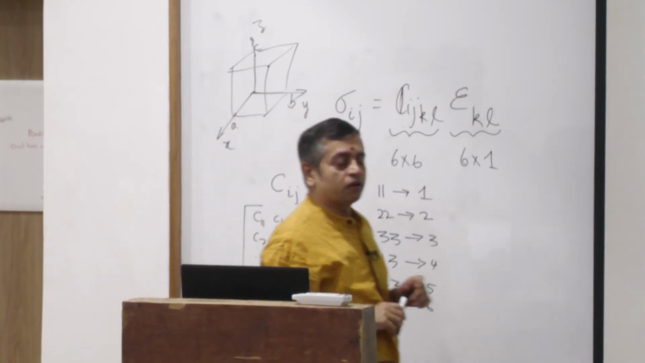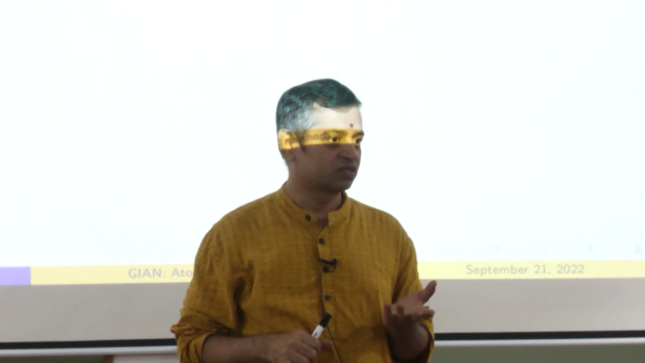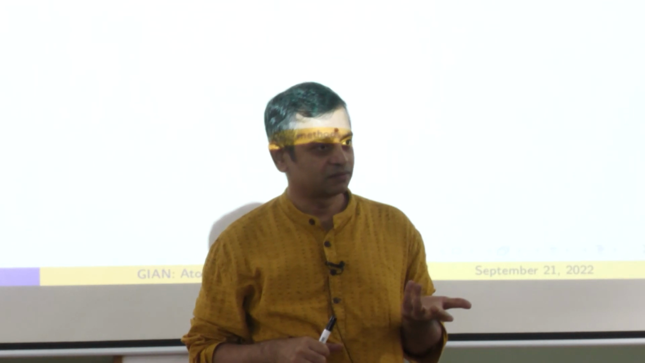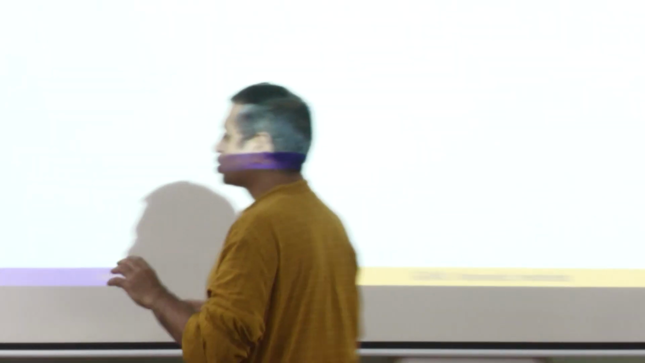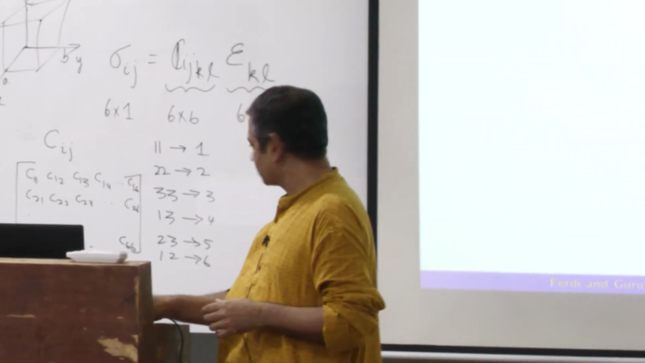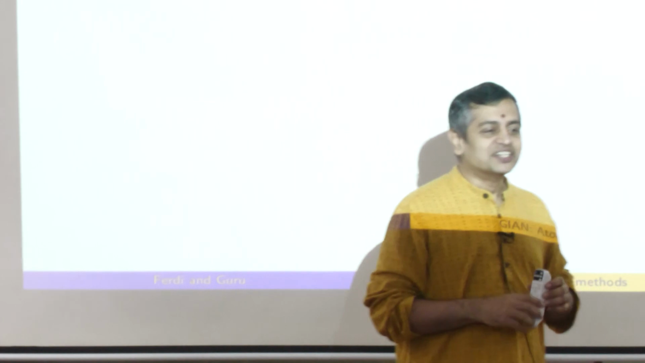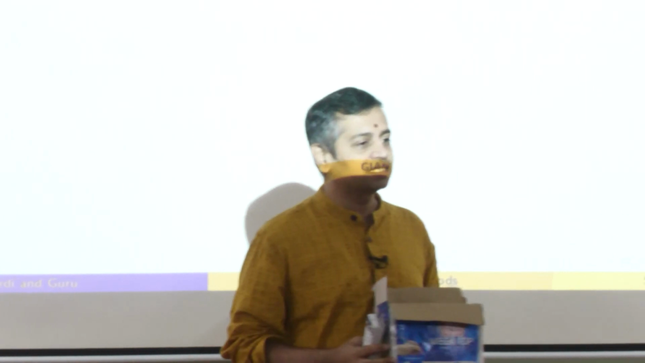Okay. Now, if you take a cubic crystal, and I rotated it by 90 degrees and made 1 to 2 and 2 to minus 1, will you be able to distinguish? Assume that this is a cube. If I made a 90-degree rotation, will you be able to say that I rotated the cube by 90 degrees?